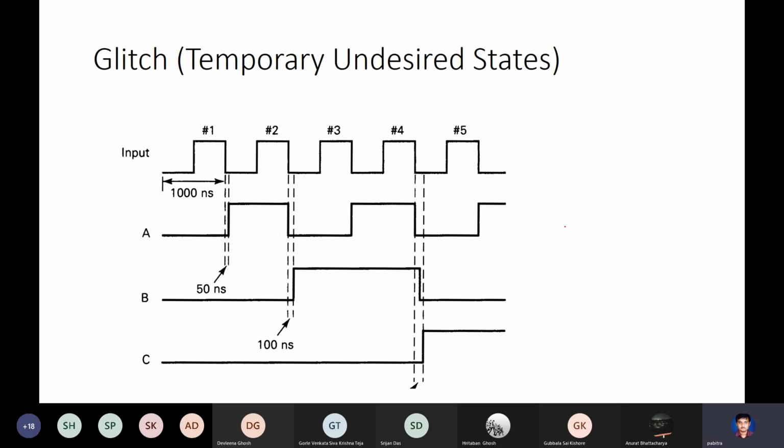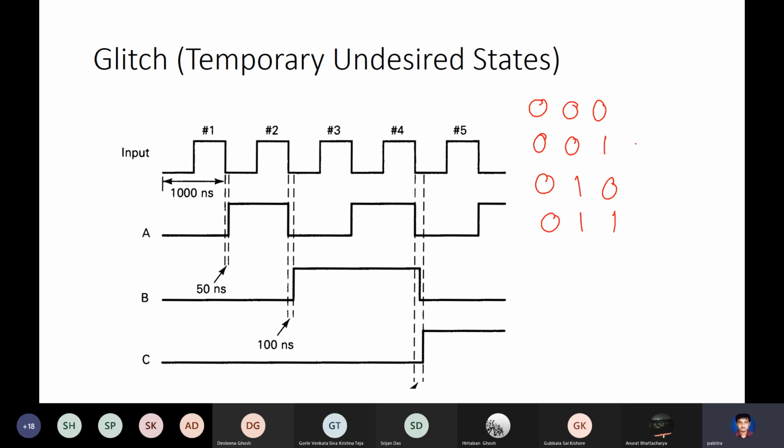Just one more small thing: a problem that may happen in real-life implementation of a ripple counter is something known as a glitch. A glitch is a temporary undesired state that comes up due to delays in the gate circuit and the flip-flop circuit. They arise due to delays. So the phenomenon is like this. Suppose this is my counter, and ideally it should count like this.